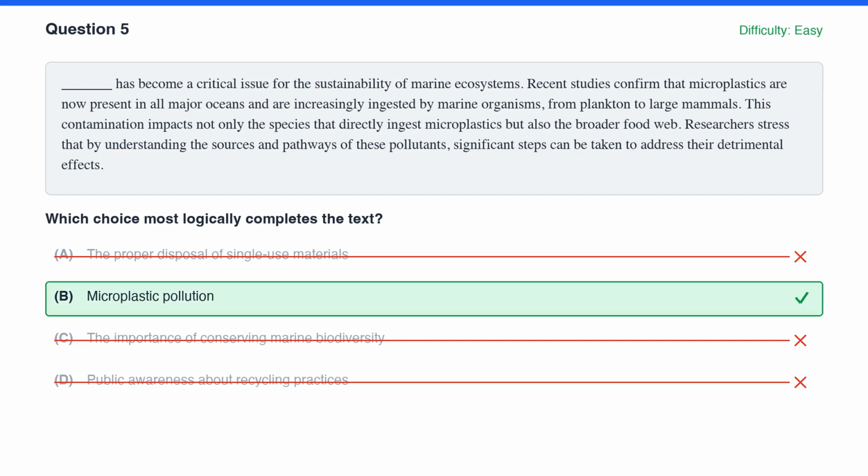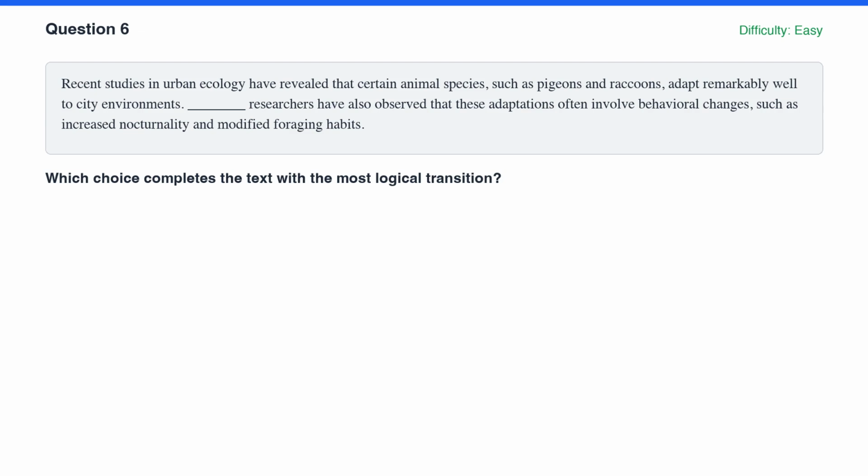Choice B, microplastic pollution, slots in perfectly. It names the precise issue the passage develops, and the supporting sentences about ingestion by marine organisms and the contamination of the broader food web all describe consequences of microplastic pollution specifically. Question 6 of 7, one more easy.